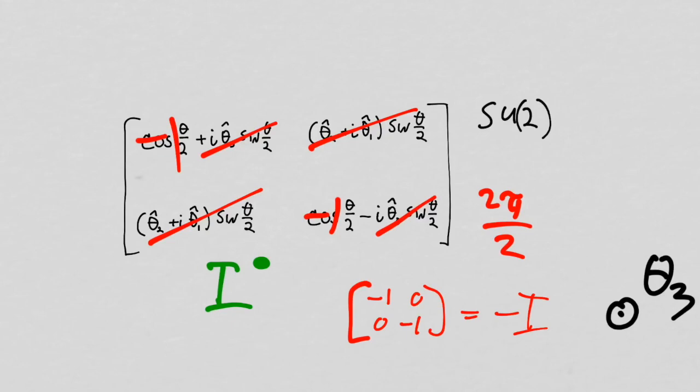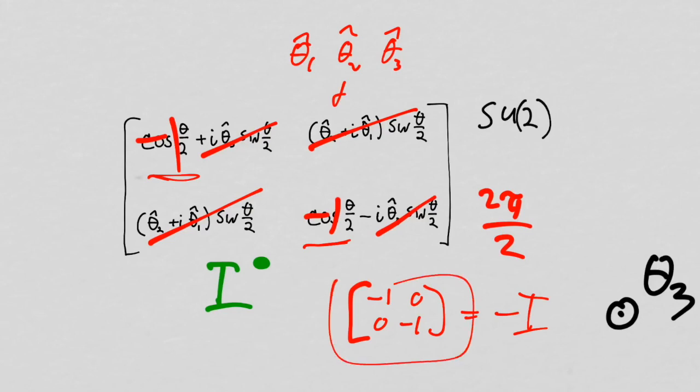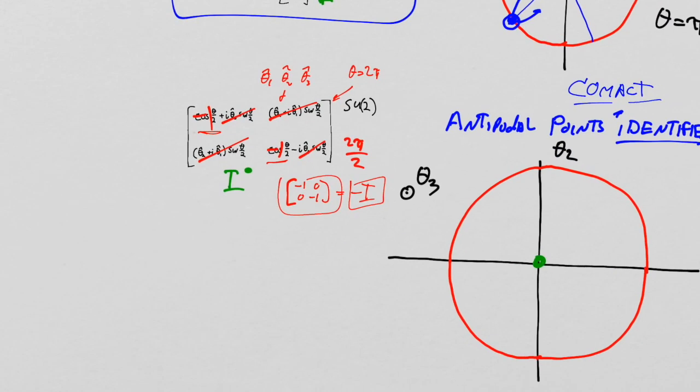And now you'll notice there's no theta 1 hats, theta 2 hats, or theta 3 hats in the matrix at all. It's just -1, -1. That's the whole matrix, which means that whenever theta equals 2 pi, the element that it's referring to in the group is always going to be opposite of the identity.